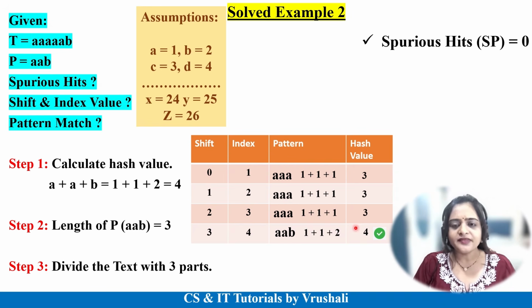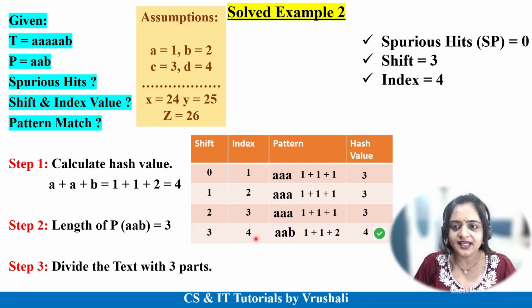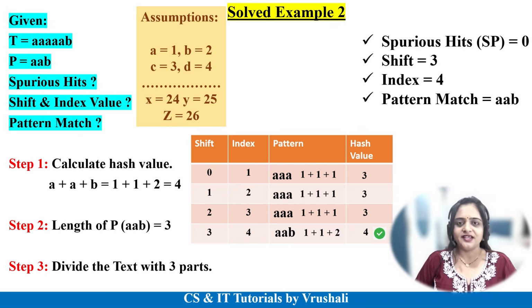Now tell me, is there any other hash value that contains the same 4? No. Means your spurious hits are 0. Now this AAB pattern is present at shift equal to 3, index equal to 4, and your pattern match is AAB. Got it? So in this way you have to solve the examples regarding characters.